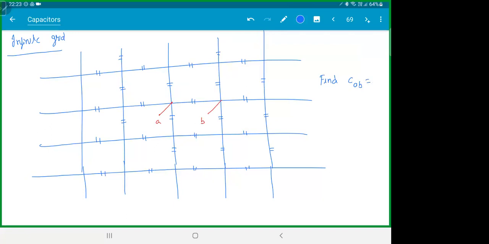Now for this, there's a technique to solve. You can't figure out directly, but think about it for a minute. Then I'll show you what to do here. We use a different technique called superposition.